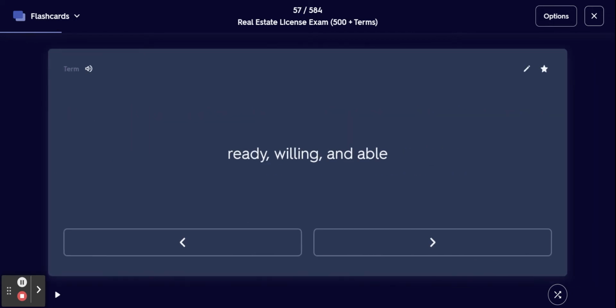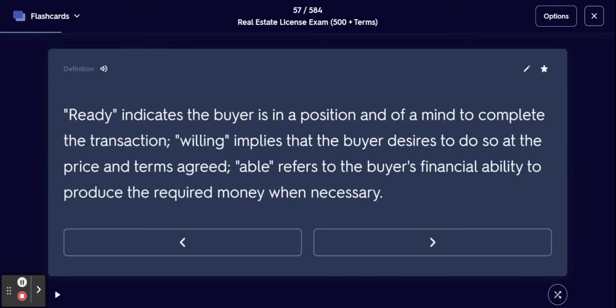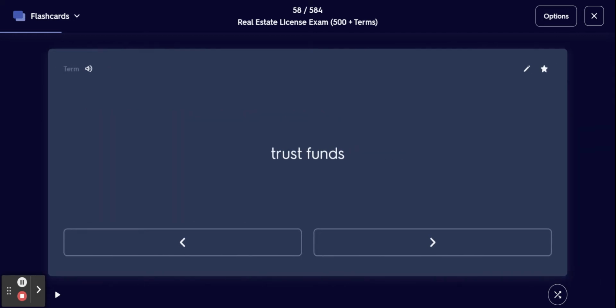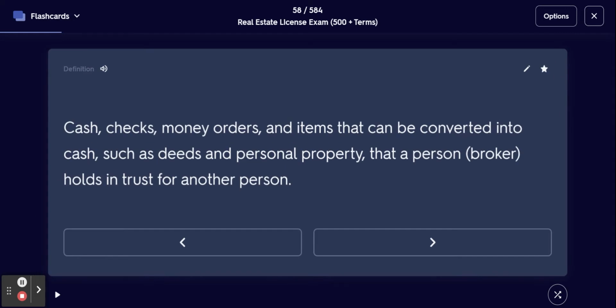Ready, willing, and able. Ready indicates the buyer is in a position and of a mind to complete the transaction. Willing implies that the buyer desires to do so at the price and terms agreed. Able refers to the buyer's financial ability to produce the required money when necessary. Trust funds. Cash, checks, money orders, and items that can be converted into cash, such as deeds and personal property that a person holds in trust for another person.